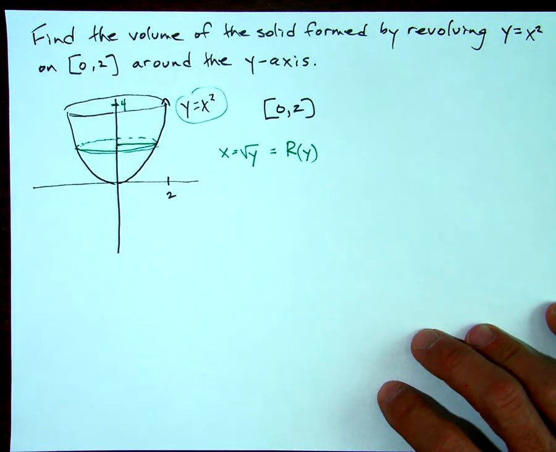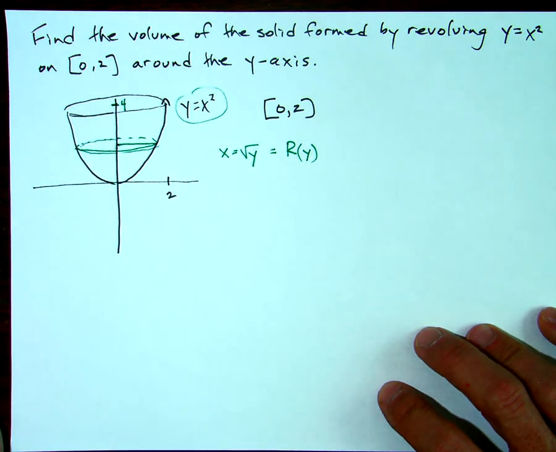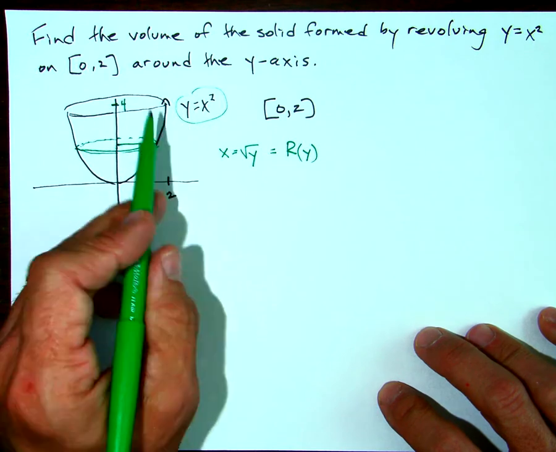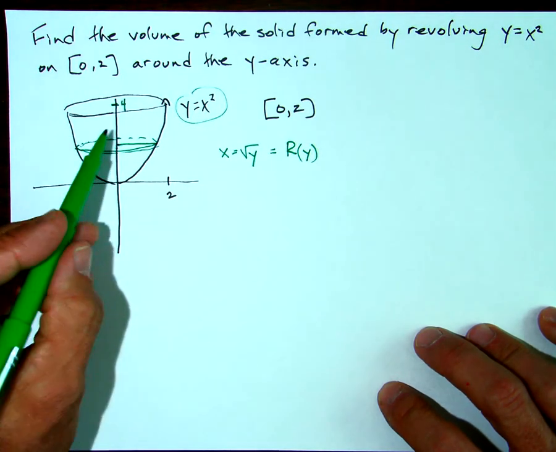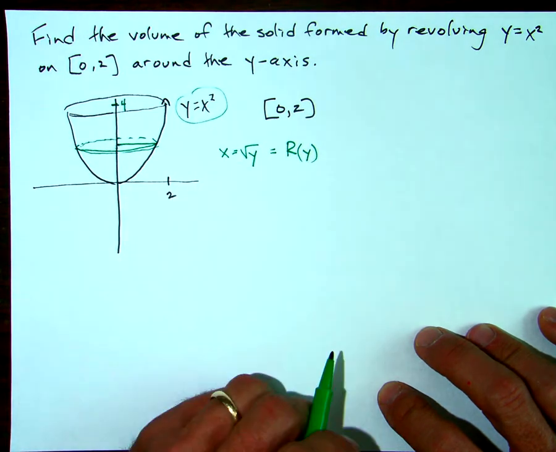So we just have to convert everything back to y if we're revolving around the y-axis. And that's not always possible. We can't always solve for x in terms of y, so these will be a special case. We'll see another method. There's another method for this in cases where we can't solve for x in terms of y like we did here.